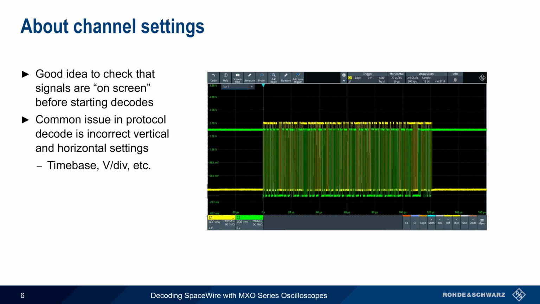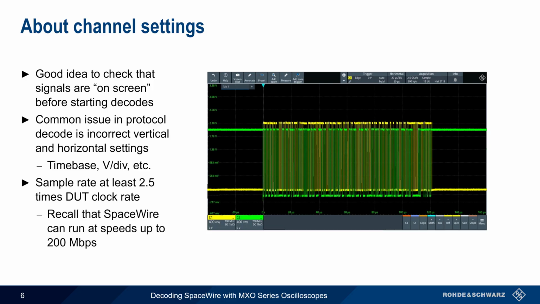Another potential issue in serial decoding is too small of a sample rate. At least 2.5 times the DUT clock rate is the standard recommendation, and it's important to keep in mind that SpaceWire can run at different speeds, up to a maximum of 200 megabits per second.